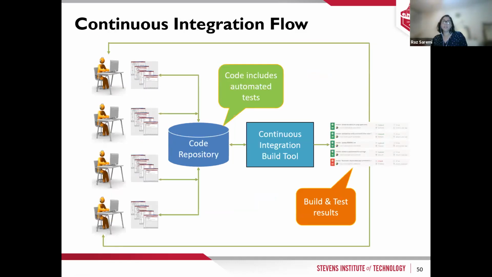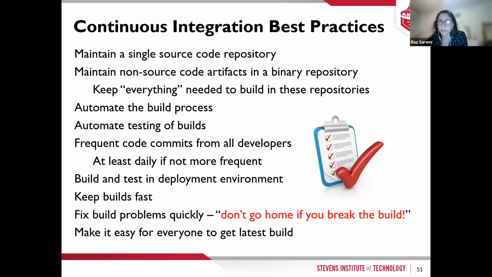For the continuous integration flow, we have a code repository. Everyone is working on that code repository, like what we are doing in GitHub. This code repository has automated testing. After the testing is done, we can start doing the integration and build the entire system. The best practice is to always maintain a single source code. We always have one master, then maintain non-source code artifacts in a binary repository.